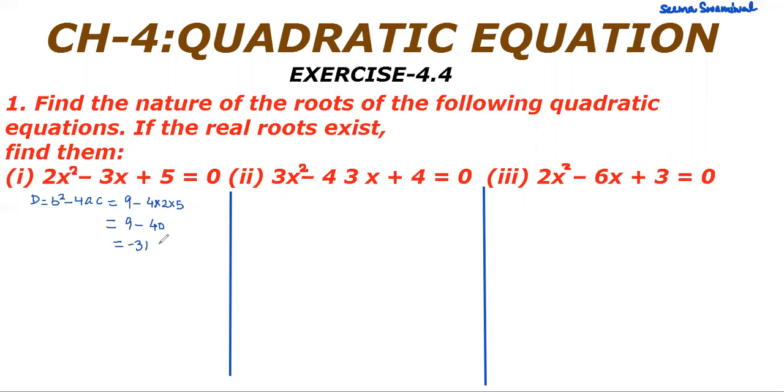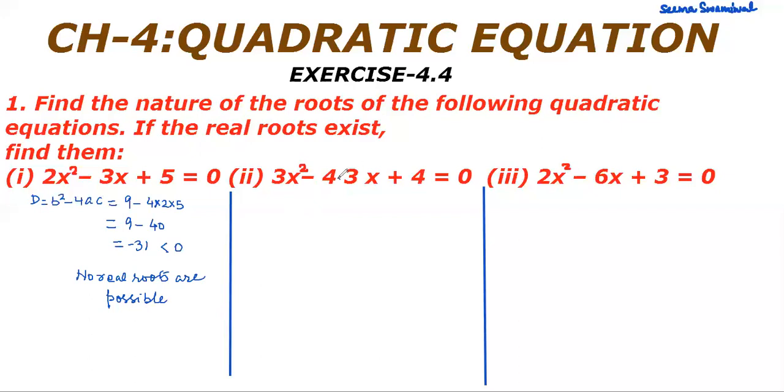That means you're getting minus 31. A negative number, that means this is less than 0. Less than 0 indicates that no real roots are possible. So you will not calculate it further. You will leave it here, only writing that no real roots are possible.